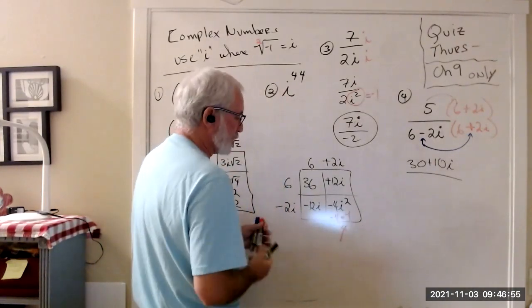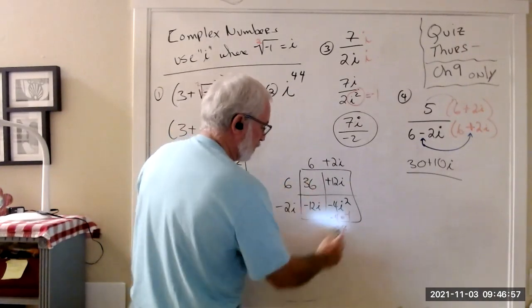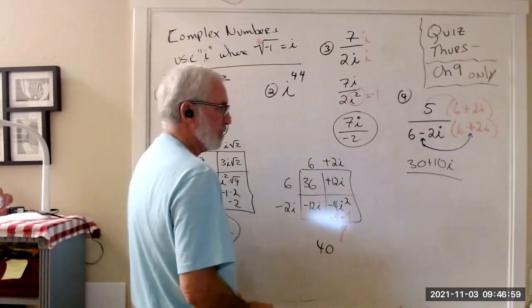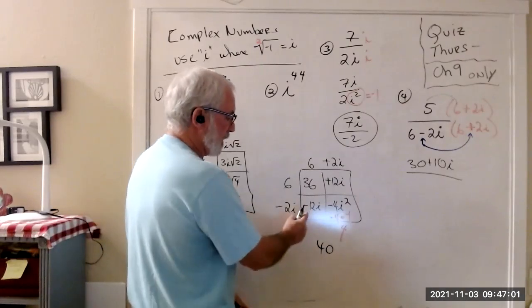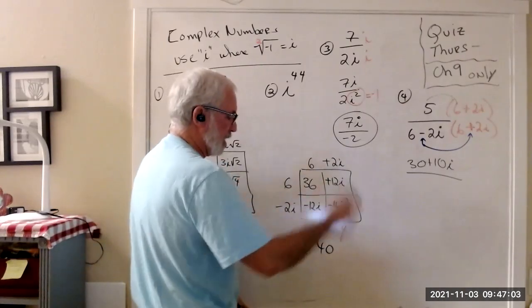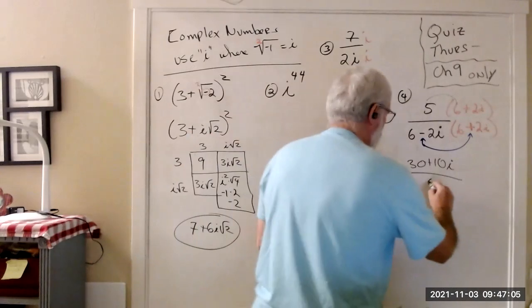So when you add like terms, you have 36 and 4 is 40, okay? And the minus 12i and the plus 12i cancel each other out. So this is 40.